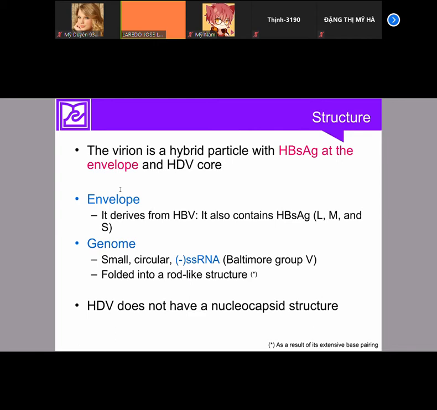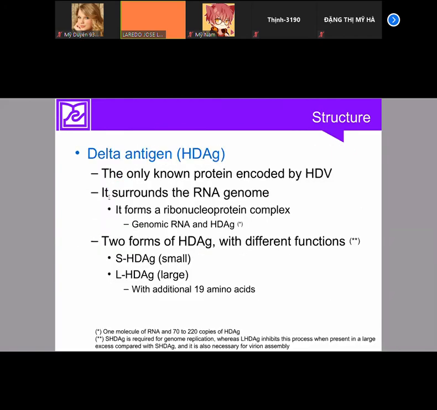What about the structure of the virion? The structure of the virion is very simple. The nucleic acid is very small. The nucleic acid is made of single-stranded RNA. Remember, single-stranded viruses may be classified either as positive or negative. This one is negative, so they belong to Baltimore group number 5. Negative single-strand RNA, very small. They don't have capsid. They have envelope, and this envelope is very interesting.